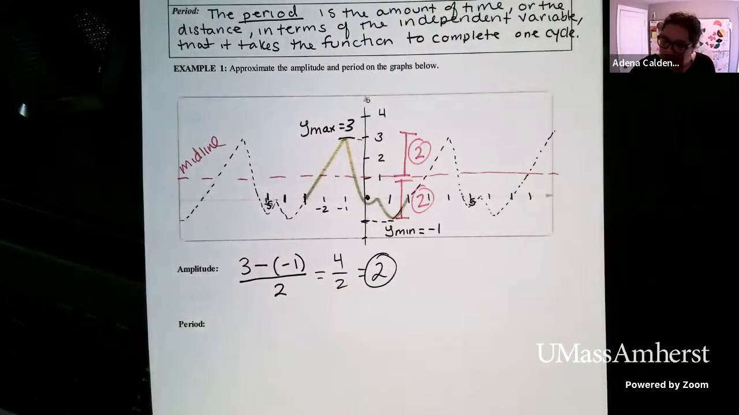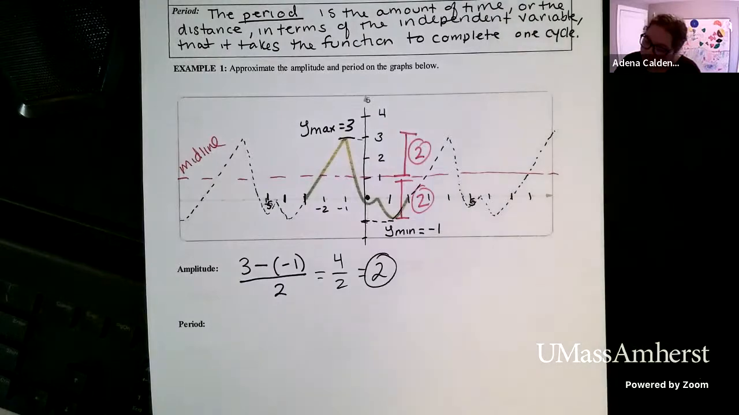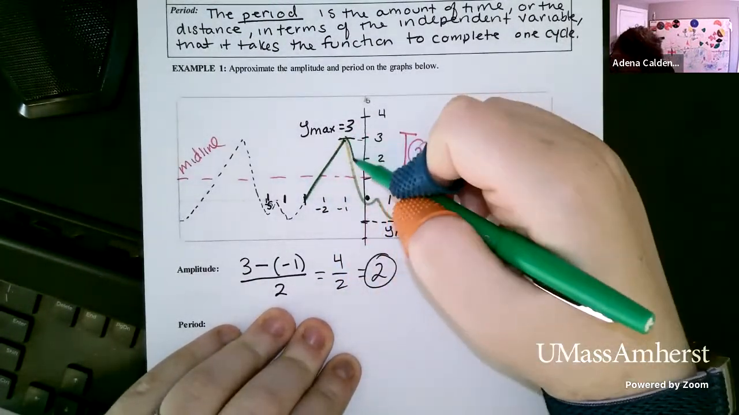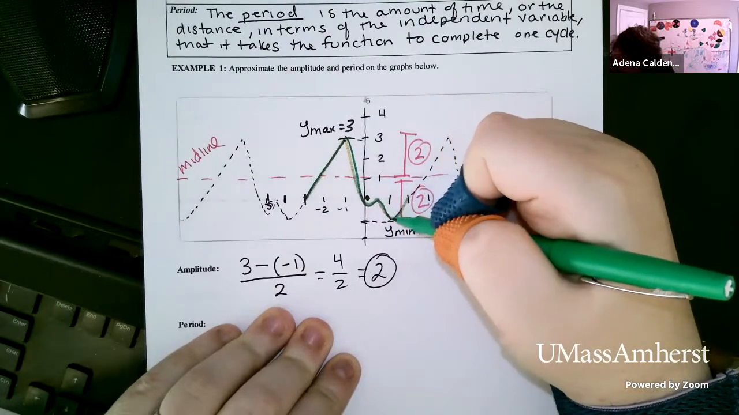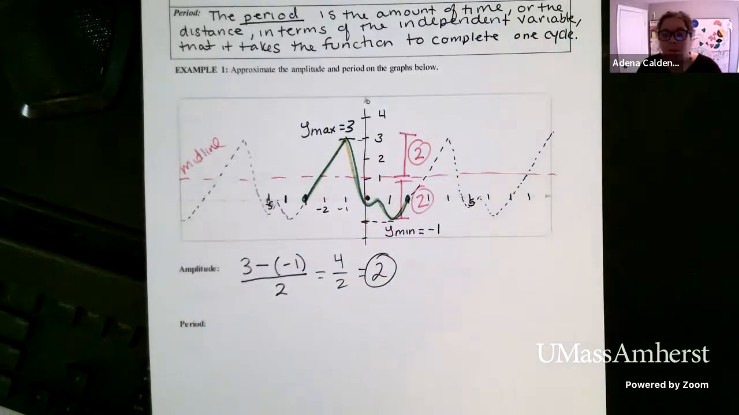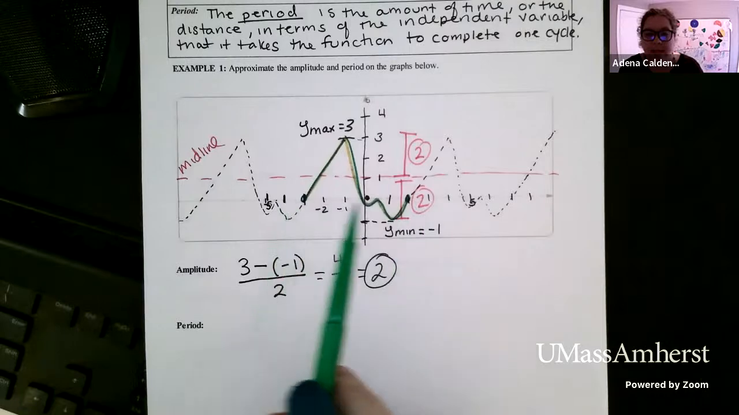Okay, now for the period, we're interested in how long it takes to repeat. So again, I'm just going to highlight this one repetition. You can pick any of them to do this calculation. Doesn't matter. But what we're looking for is how far it spans on the independent axis.